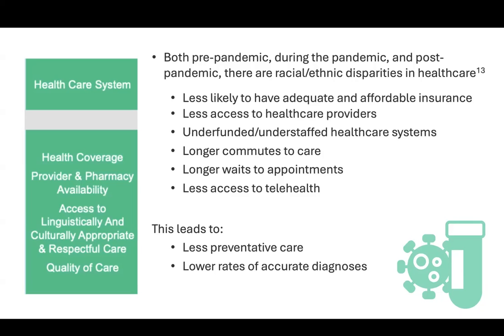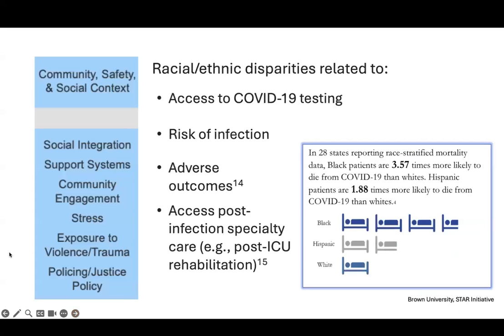And all of this together leads to less preventative care before. And we know how healthy you were going into the pandemic, how well your comorbid medical conditions were managed, has a direct impact when you later have an infection or stress or anything else. And there also are lower rates of accurate diagnoses if you're having less access to service and potentially lower quality of service. So together, this led to racial and ethnic disparities.